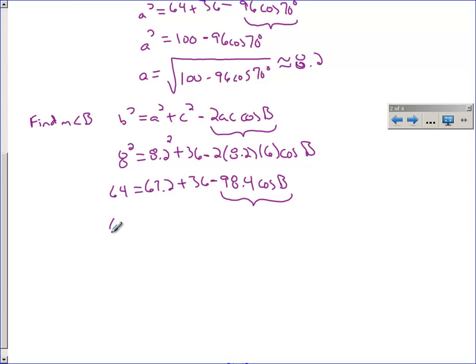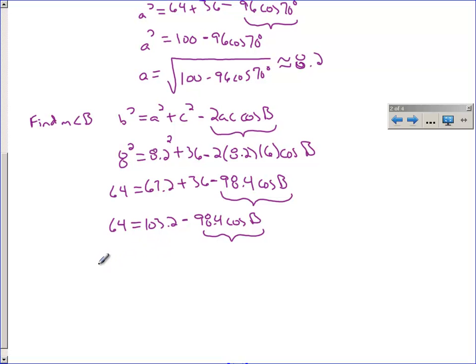Alright, so let's keep going here. 64 equals 103.2. That's what 67.2 plus 36 is, minus 98.4 times the cosine of angle B. Now I am still trying to find measure of angle B, so I'm going to subtract 103.2 from the 64. Please don't subtract the 98.4 from 103.2 because it's attached to this cosine of B. That's like the third time I've implored you not to do that. So once you make this mistake, I'm going to draw a sad panda on your sheet of paper.